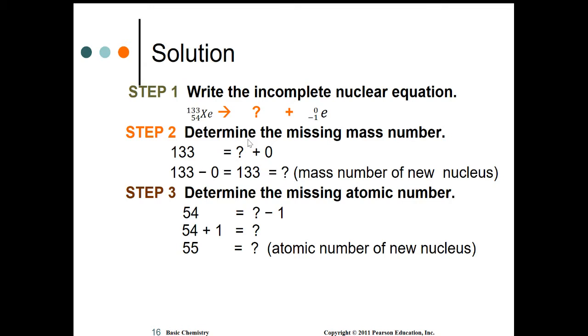So again, I repeat, the mass numbers have already been given to you. So we're going to write 133 minus 0. That's this one here, 0. Then look at 133. For the other one, 54 plus 1 would give you 55, because if you put a 55 here, with -1 it becomes 54.